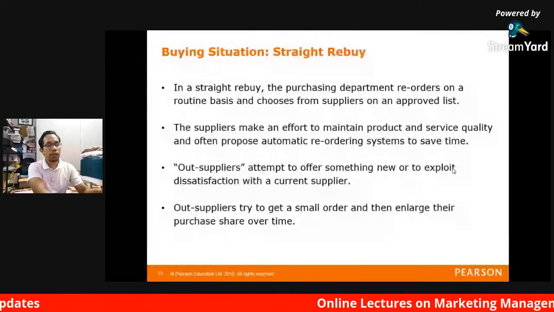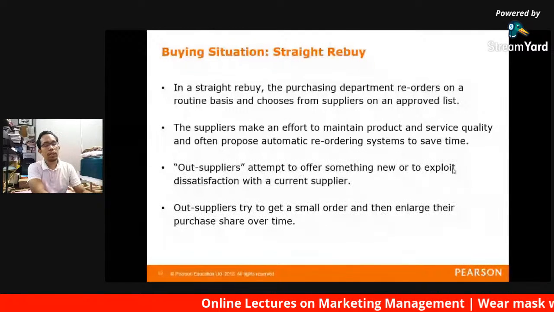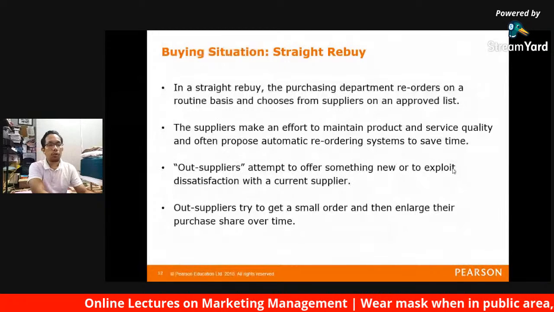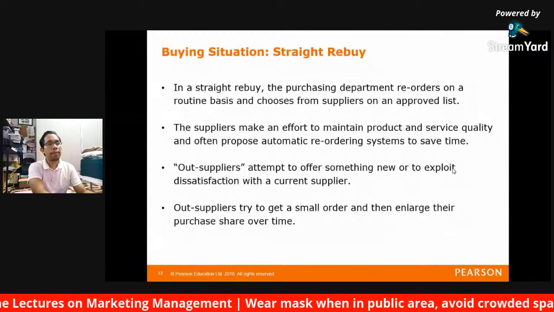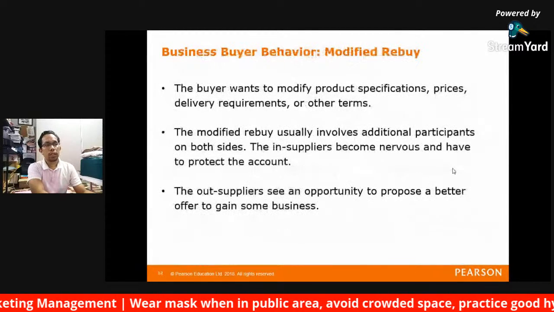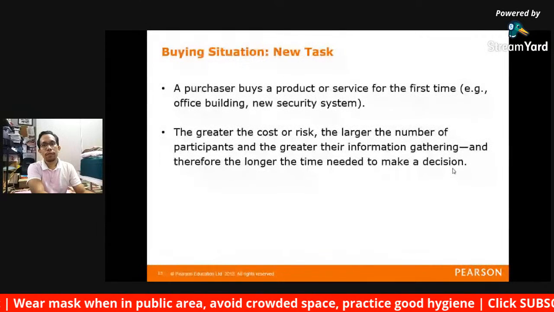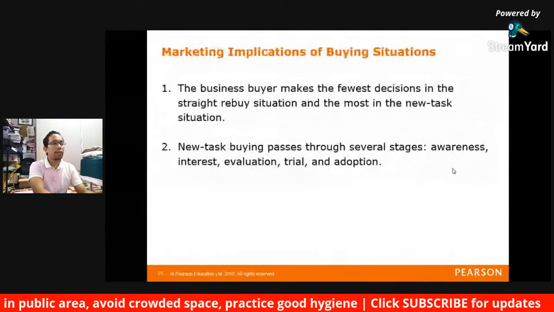Okay, on the thought list, I just keep it since you can go on your own. All right, modified rebuy and new task. Okay, all right.